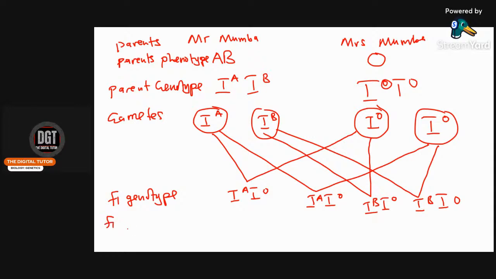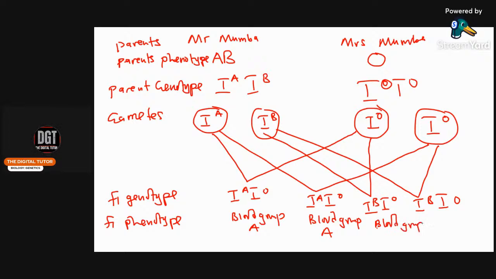Then of course the F1 phenotype. What will be the F1 phenotype? This one will be blood group A. This is still blood group A. Remember what I said, blood group A is dominant over O. So where there's O and A, the O is not expressed, it's shielded. Then this one is blood group B. Then this one is blood group B.